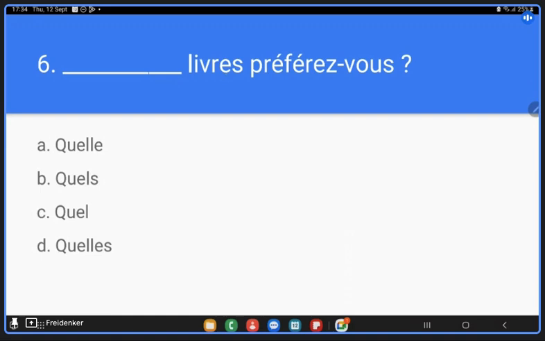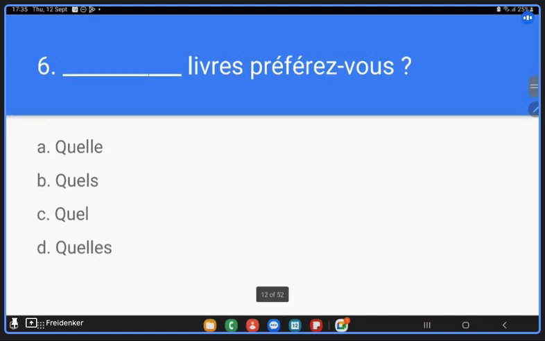I think most of you know that. And préférez-vous? What do you prefer? Which books do you prefer? That is the question. So, which are we supposed to choose? Livre is masculine, singular, it's not there. You have an S here, so it's plural. So option B, masculine plural, QUELS.